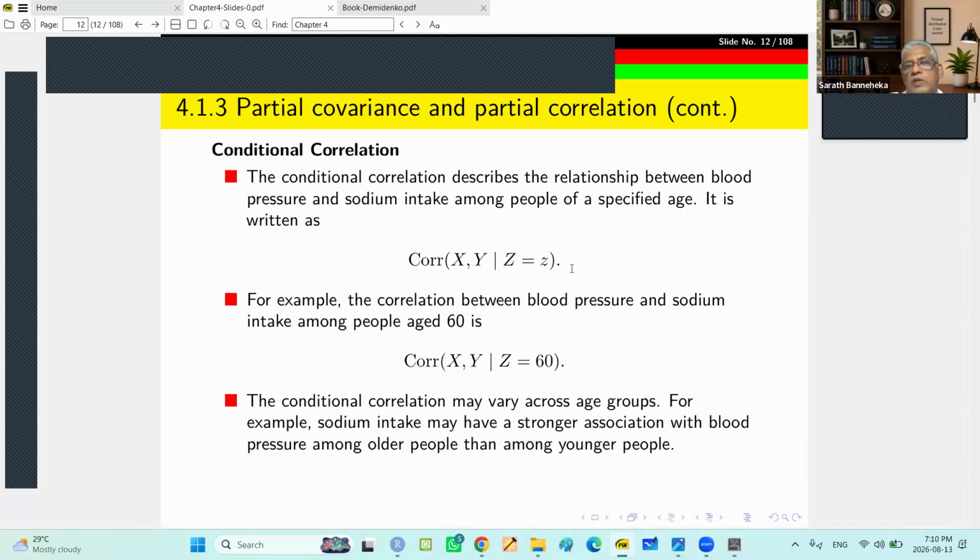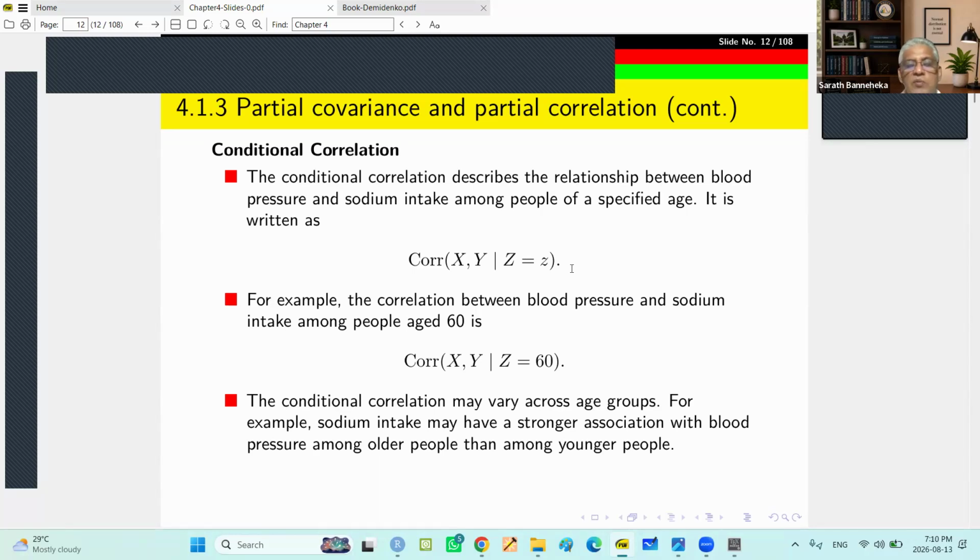But we can just talk about, for example, if we are interested in the correlation between x and y given z is equal to 60, that means in that case, we will be considering the Pearson's correlation, for example, between x and y for those whose age is 60 years. So conditioning on the fact that z, the age, is equal to 60 years.